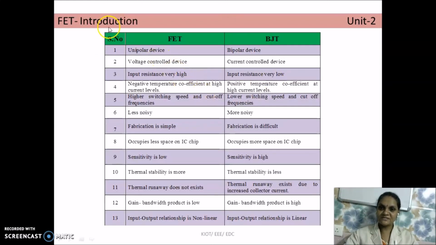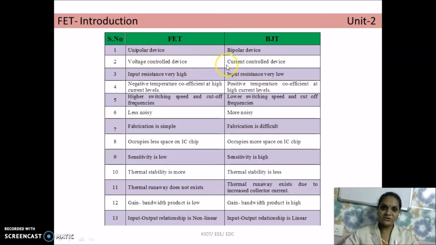And next one is the comparison between the JFET and BJT. BJT is a bipolar device, FET is a unipolar device. Bipolar in the sense current conduction is due to both types of charge carriers. If it is PNP, current conduction is due to both electrons and holes, and NPN is also like that. Whereas in FET, if it is N channel, current conduction is due to only electrons. If it is P channel, current conduction is due to only holes.